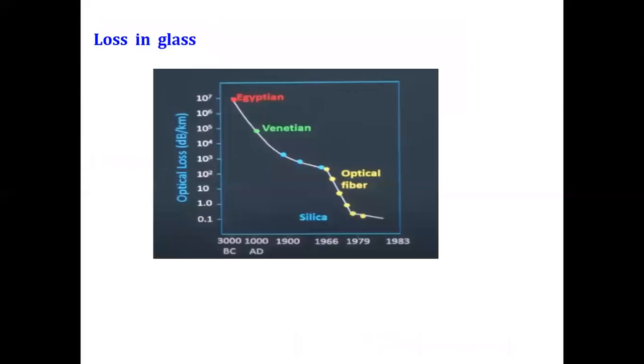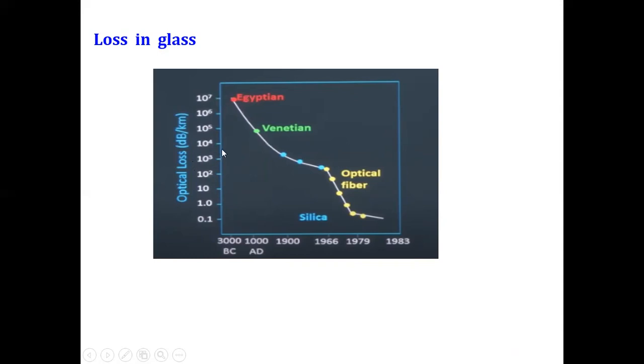Next we are going to see the loss in glass. Let us look at how the transmission in glass evolved over time. Here I have plotted the optical losses in dB per kilometer against time, which is nothing but years. If we look at the Egyptian age, around 300 BC, the loss in the glass was something like 10 to the power 7 dB per kilometer.